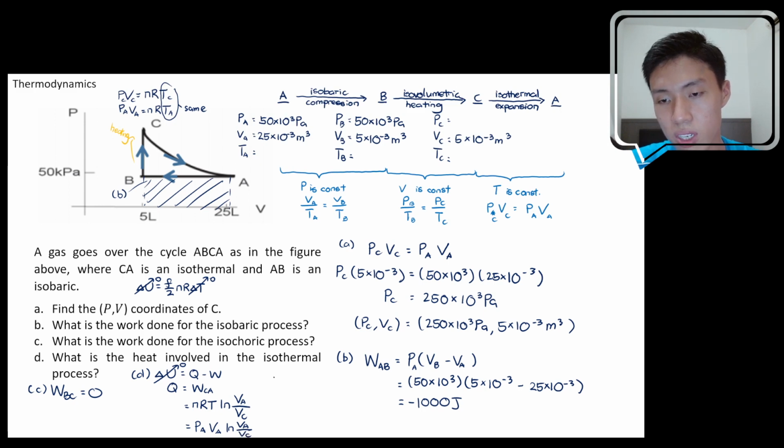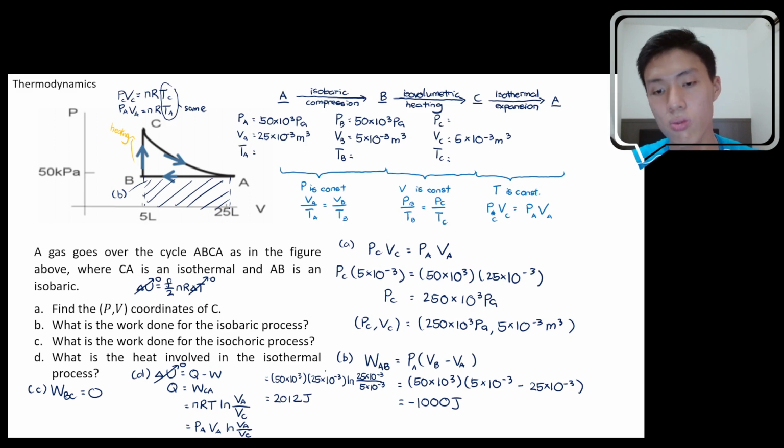Okay, so now you can proceed with your substitution. Pressure A is 50 kilopascal, volume A is 25 millimeter cube. Then you have ln of VA, which is 25 times 10 to the power negative 3, over VC, which is 5 times 10 to the power negative 3. Sorry for the poor space management. Substitute everything in, and I believe when you calculate it, you'll get Q equal to 2012 joule.